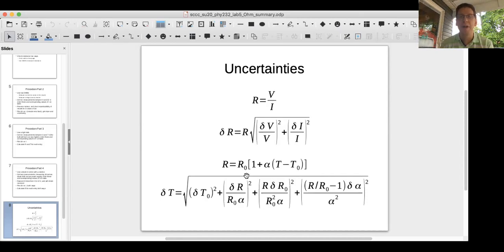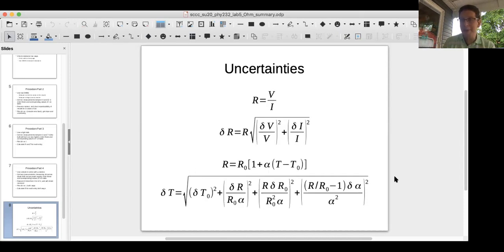So you have your initial resistance multiplied by 1 plus alpha. This is the temperature coefficient of resistivity. So if you look in chapter 25, there's a table that gives the resistivities and the temperature coefficients of resistivities. You want alpha. That's in inverse degrees Celsius. And then you're multiplying that by the change in temperature, so T minus T naught. So you're going to solve this equation for T. And then your uncertainty in T.